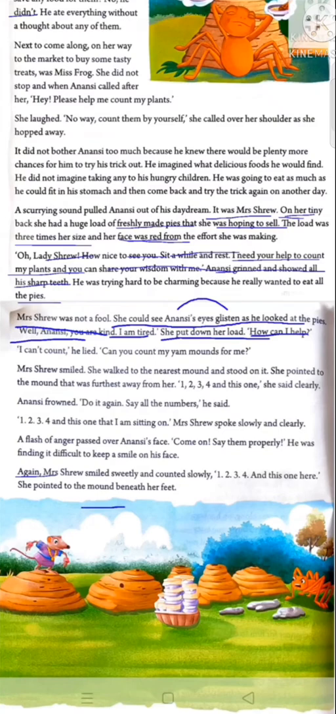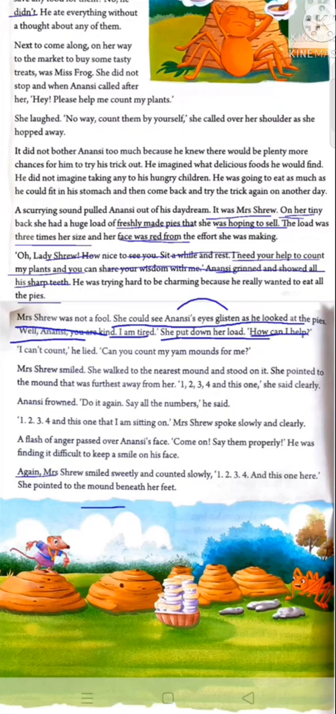And she said, "Well Anansi, you are kind." Here Shrew is saying, Anansi, you are kind. And Shrew is also mentioning that she is tired. She put down her load. She put down all the loads which she was carrying and asked how she can help Anansi.